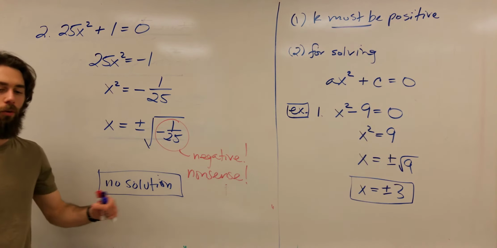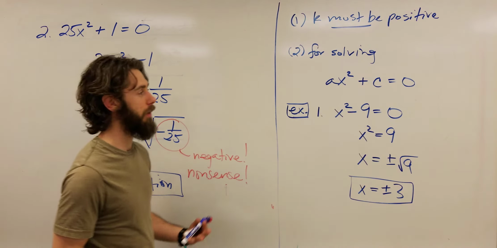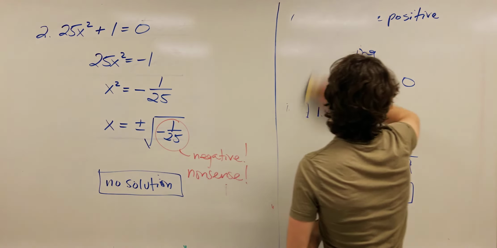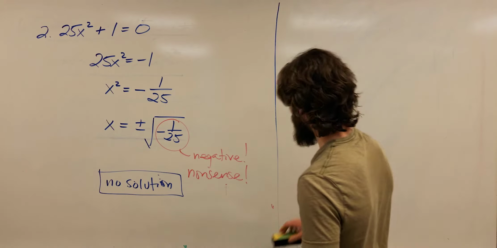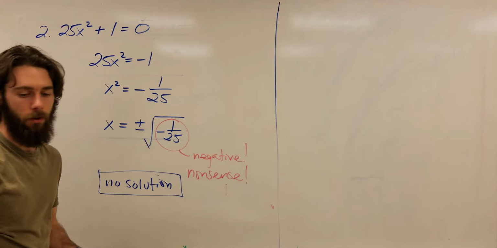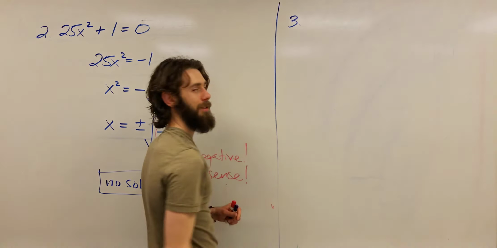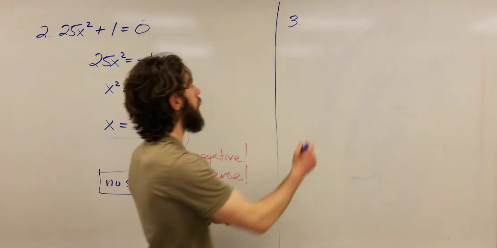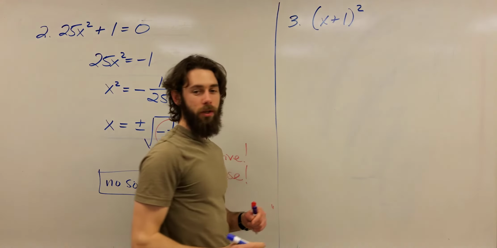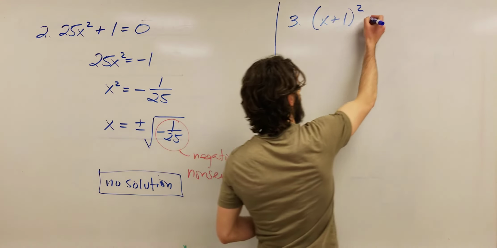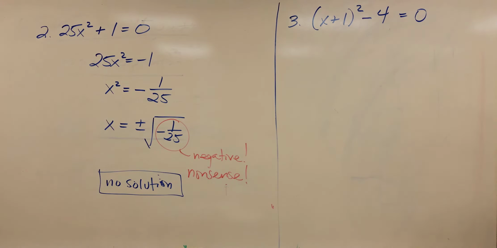Okay, so let's do one more really quickly. This is going to build up to our next rule in the next video. Okay, so example 3. X plus 1 squared minus 4 equals 0.